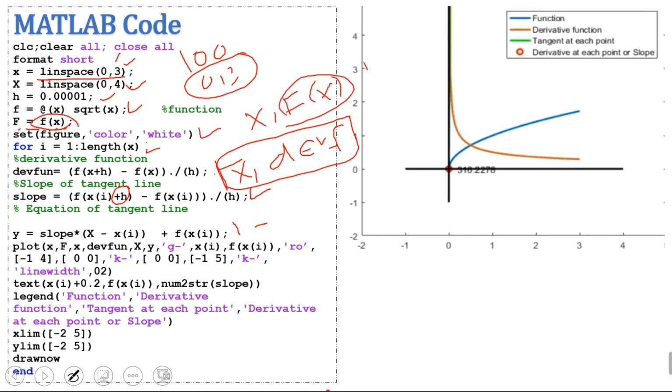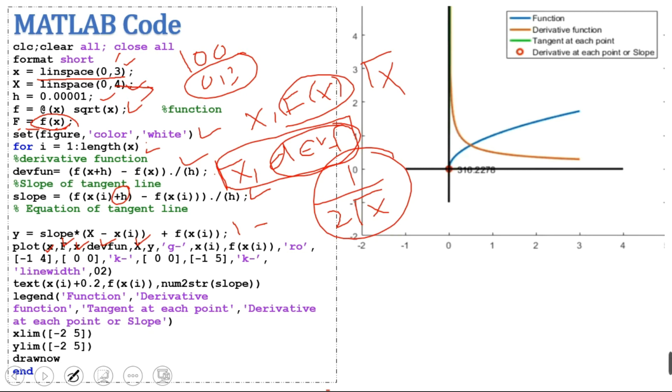That is f of x, or the square root of x. The derivative function is 1 over 2 square root of x. We find the derivative at each point by using the definition of a derivative. So we plot x versus the given function, x versus the derivative function, and then the tangent line, where capital X is the length for the tangent line. This plots our tangent line at each point with green color, and this plots a red circle on the graph of the function at each point.